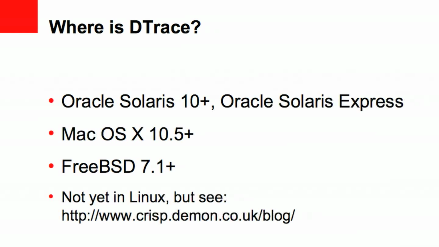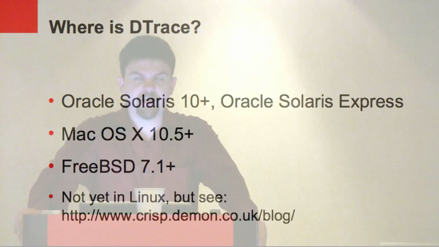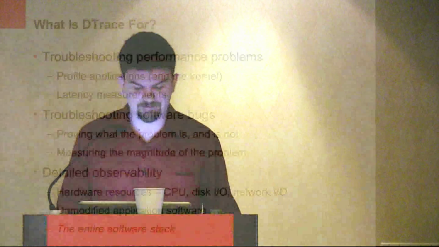Where is it? Oracle Solaris 10 onwards. Oracle Solaris Express, Mac OS X 10.5, 10.6. I'm here on a MacBook at the moment, and DTrace is running on it. FreeBSD, John Birrell did the port, so we've had that since 7.1, which you have to enable to use. It's not yet in Linux, but I've included a URL. There is a project to develop that, and that looks particularly interesting.